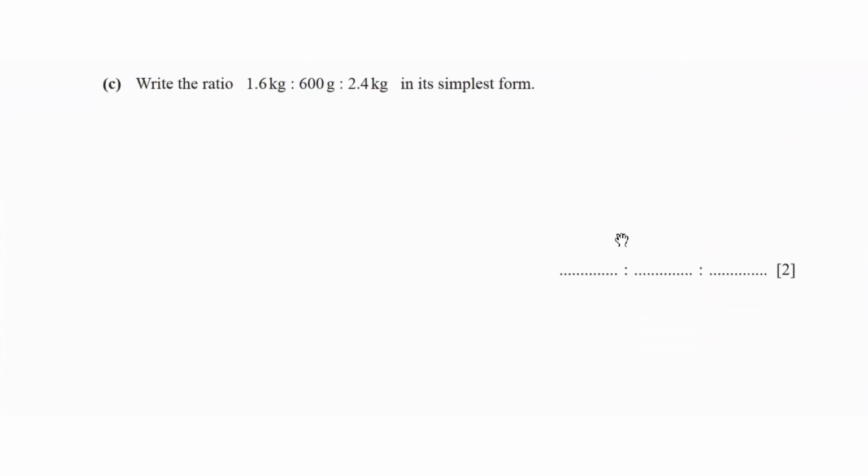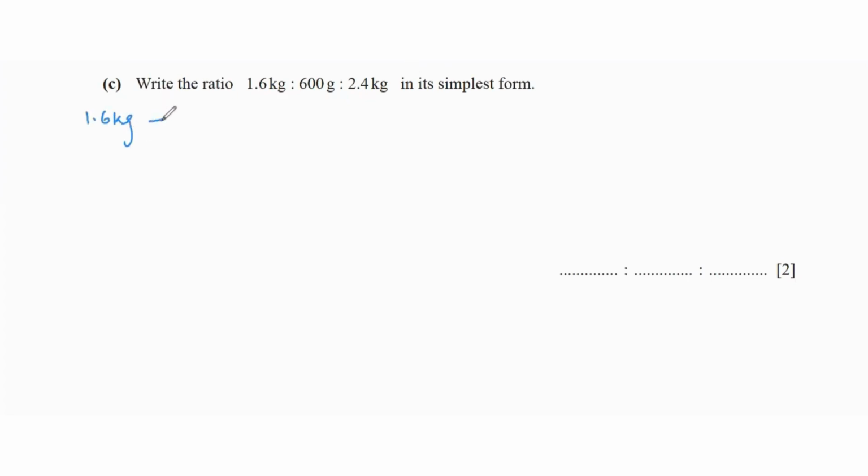Let's just write the ratio 1.6 kg is to 600 grams is to 2.4 kg in simplest form. So now we have a ratio and we have different metric units. We first need to convert all the quantities into the same unit. And then we can simplify it. So I'm going to convert the kgs into grams because that's simpler.